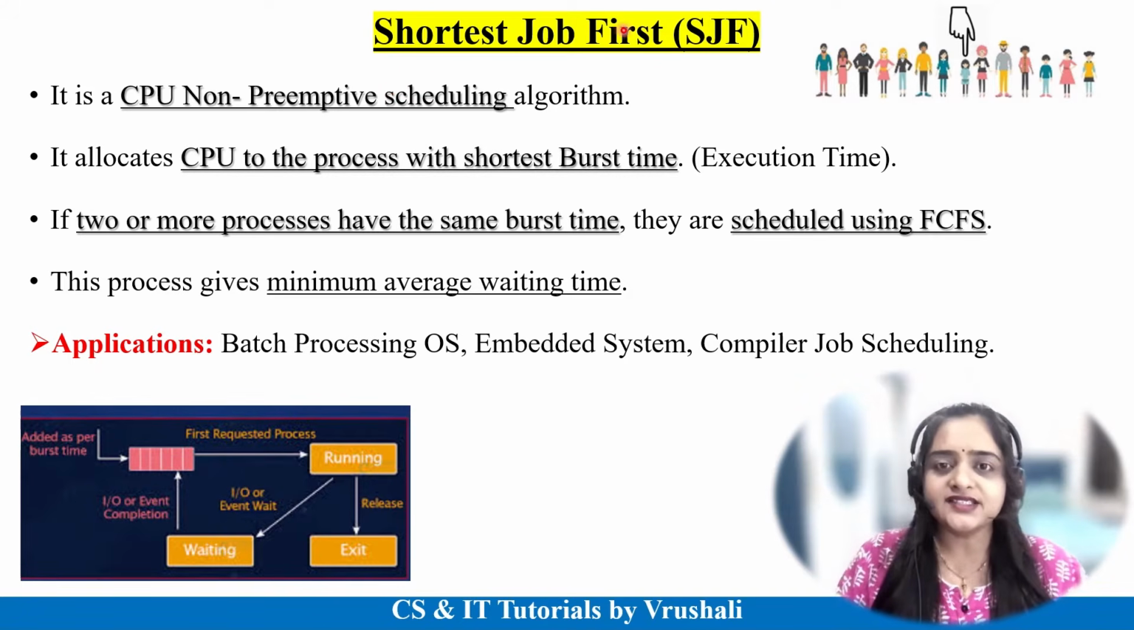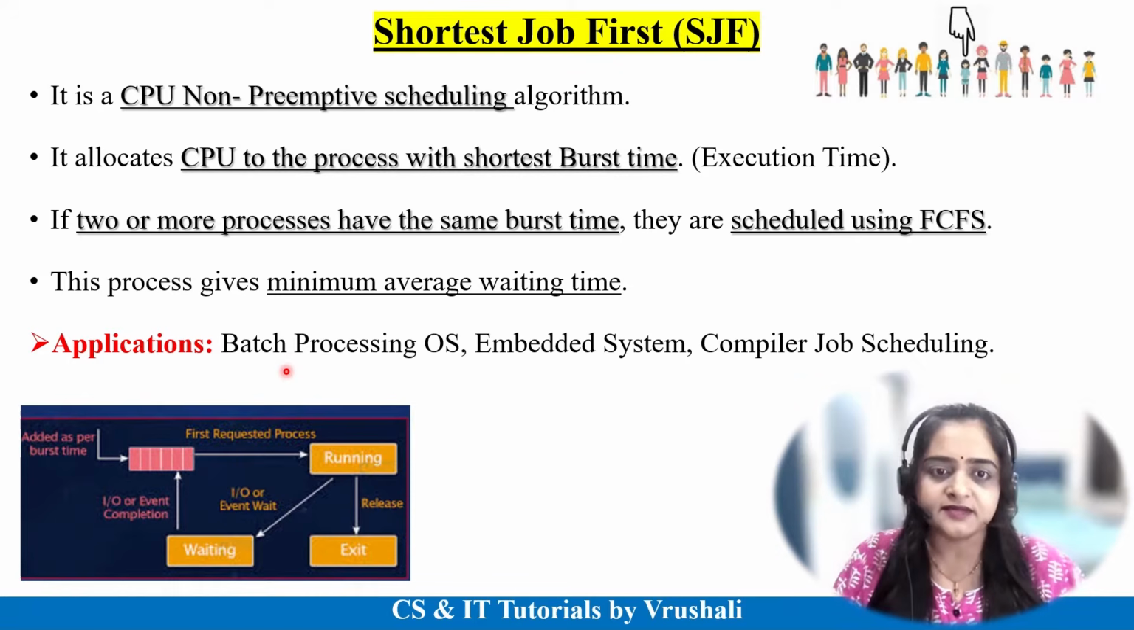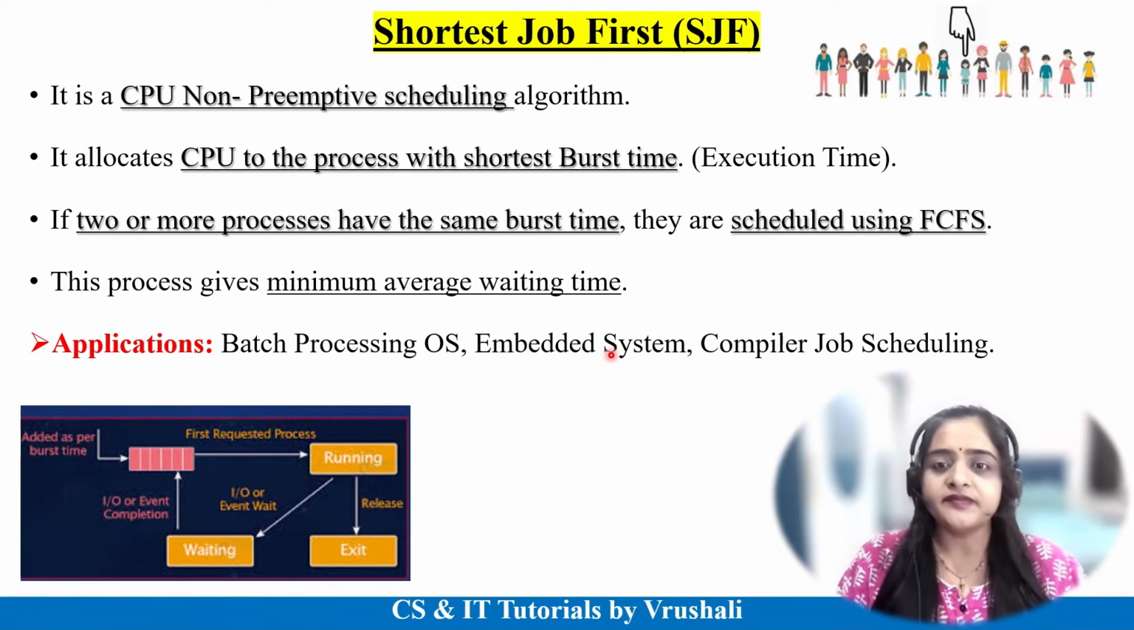Again, this SJF algorithm is generally used in older versions of operating systems like batch operating systems, embedded systems, and compiler job scheduling. One of the main advantages is that this process gives minimum average waiting time as compared to FCFS. Now let's discuss how to solve the example.